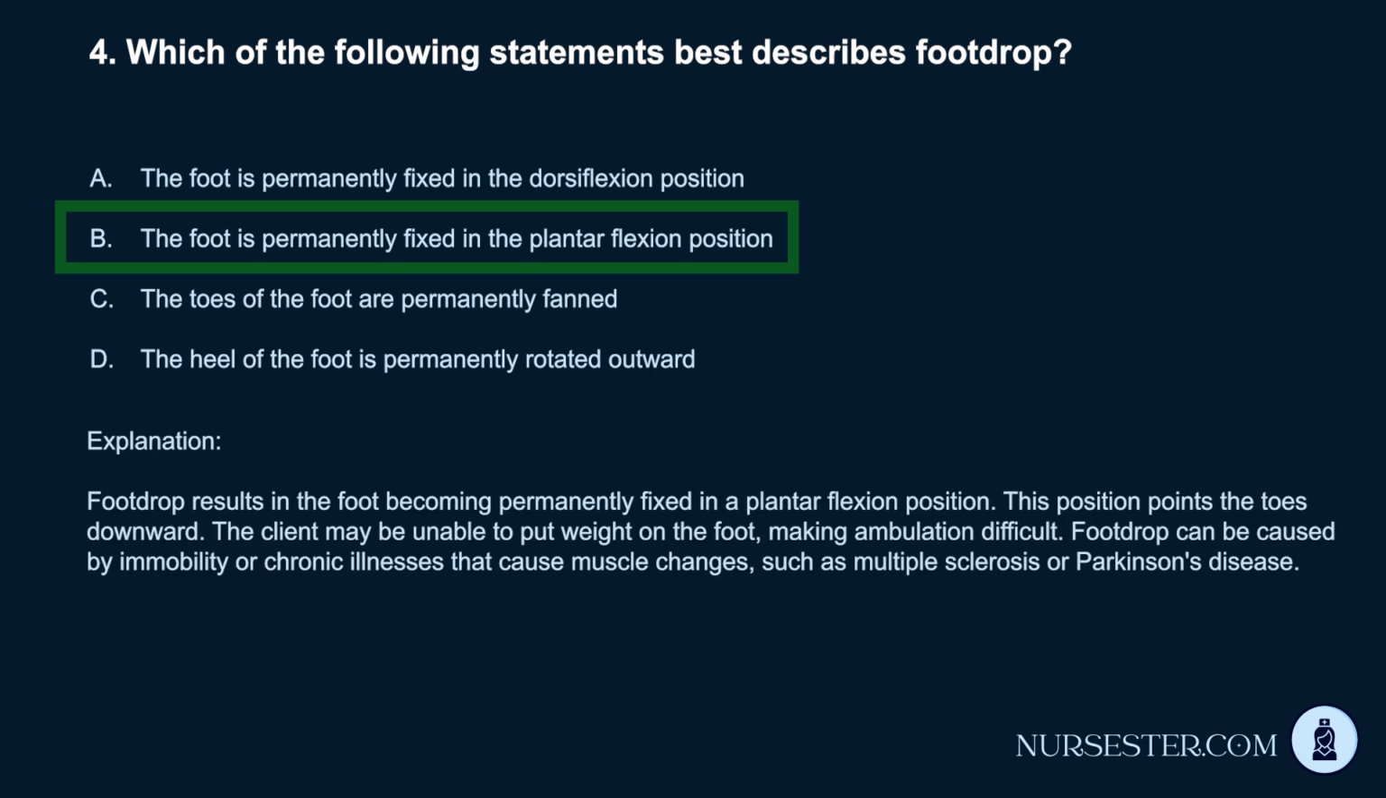Foot drop results in the foot becoming permanently fixed in a plantar flexion position. This position points the toes downward. The client may be unable to put weight on the foot, making ambulation difficult. Foot drop can be caused by immobility or chronic illnesses that cause muscle changes, such as multiple sclerosis or Parkinson's disease.